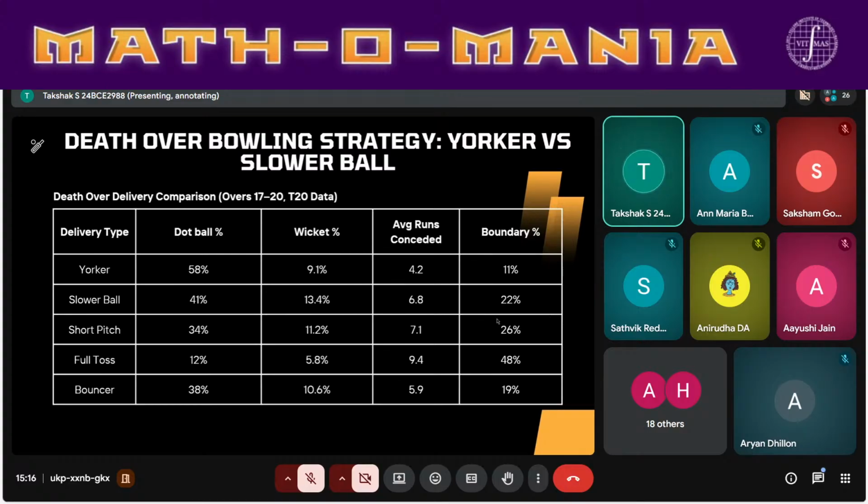And the bouncer. It is bowled significantly short and aimed at the batter's head or shoulder. It generates a dot ball 38% of the time, 10.6% wicket probability, 5.9 runs conceded, 19% boundary rate, and the bouncer is interesting because it sits between the Yorker and the slower ball in terms of risk and reward. It disrupts the rhythm of the batter, forces the batter to adjust their body shape, and can generate mishits. But against a batter who is set and confident, a poor bouncer can be pulled or hooked for six.